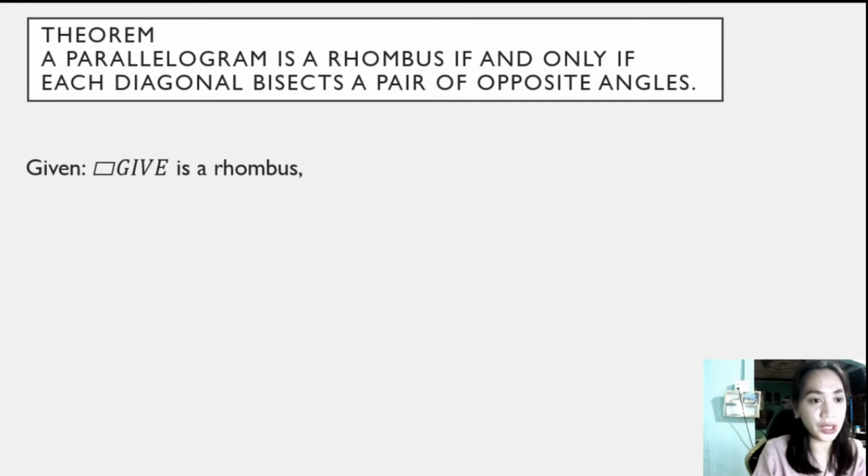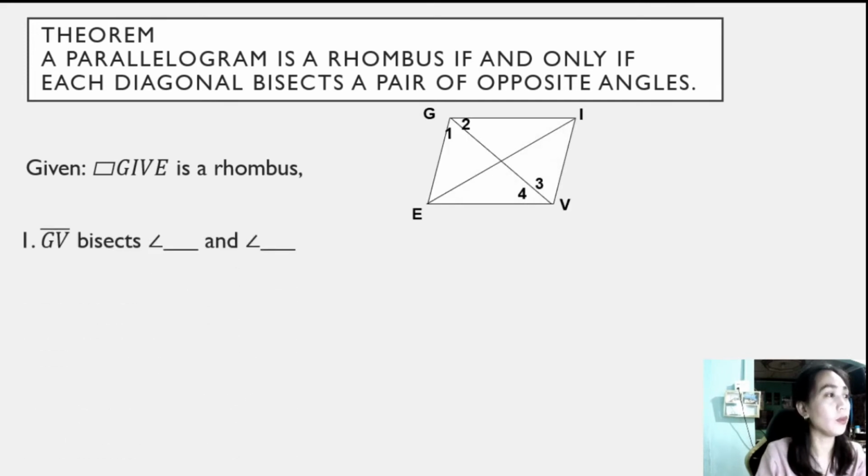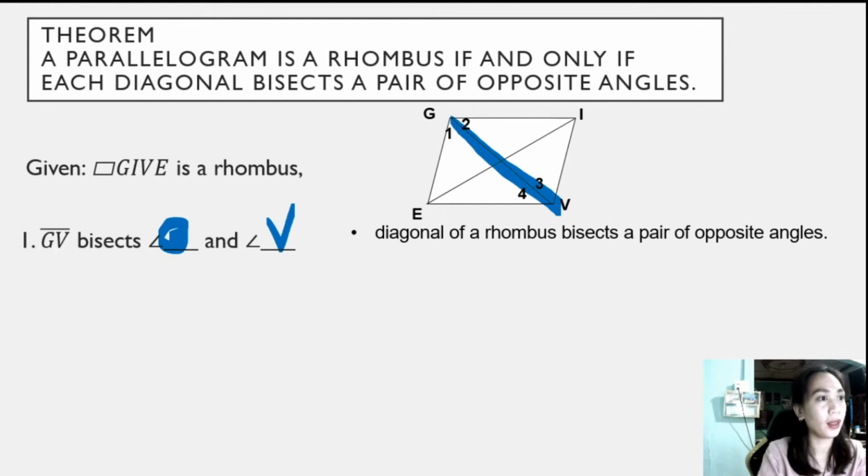Given that GIVE is a rhombus, the diagonal GB bisects angles. Which angles does diagonal GB bisect? Again, here is GB. The angles it bisects are angle G and angle B. So, the diagonal of a rhombus bisects a pair of opposite angles. That is the reason.